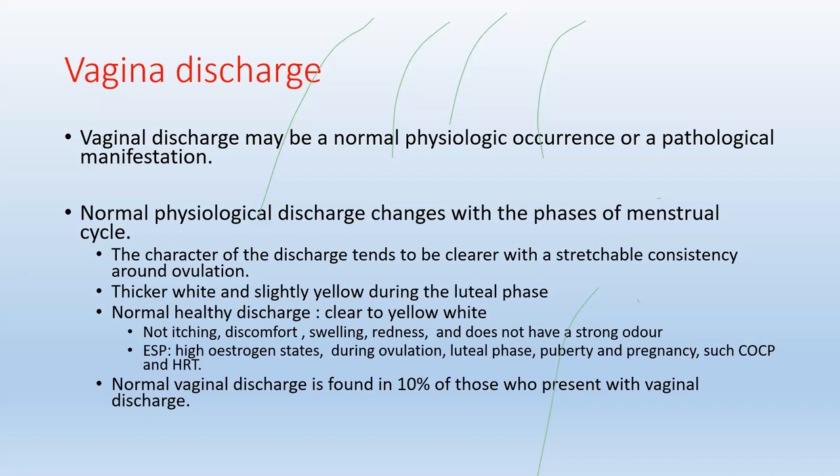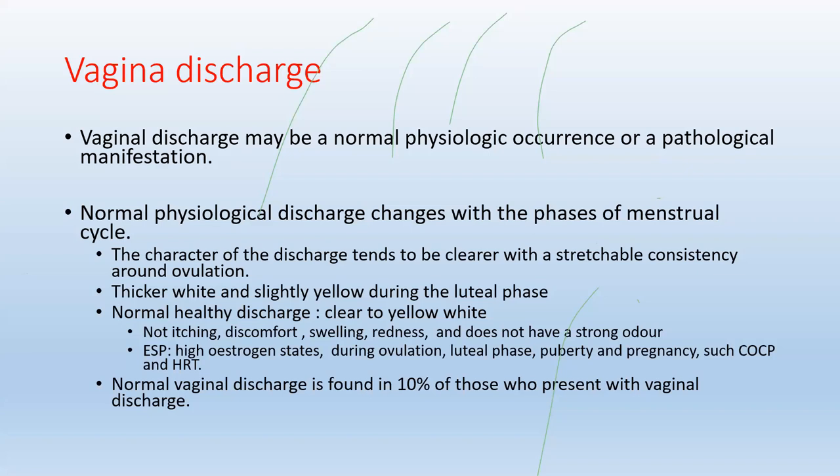All right, they are not itchy, with no discomfort, no swelling, no redness, no sign of inflammation, and no strong odor. Especially clear discharge normally happens in those with high states of estrogen: during ovulation, luteal phase, puberty, pregnancy, and sometimes patients on COCP and also HRT. Normal vaginal discharge is found in 10% of patients presenting with vaginal discharge.